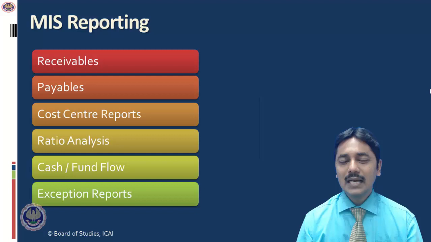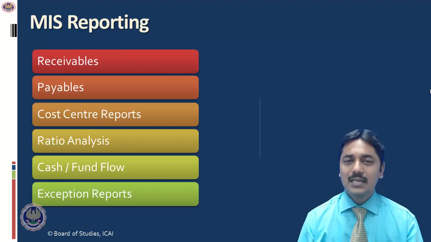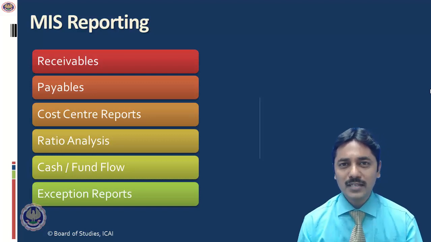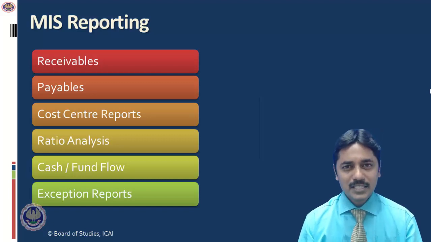So you can analyze your receivables according to the due date, according to the overdue days. You can sort the receivables in ascending order, descending order, amount wise increasing, amount wise decreasing, party wise increasing, party wise decreasing. Similarly, you can do these things with payables also.